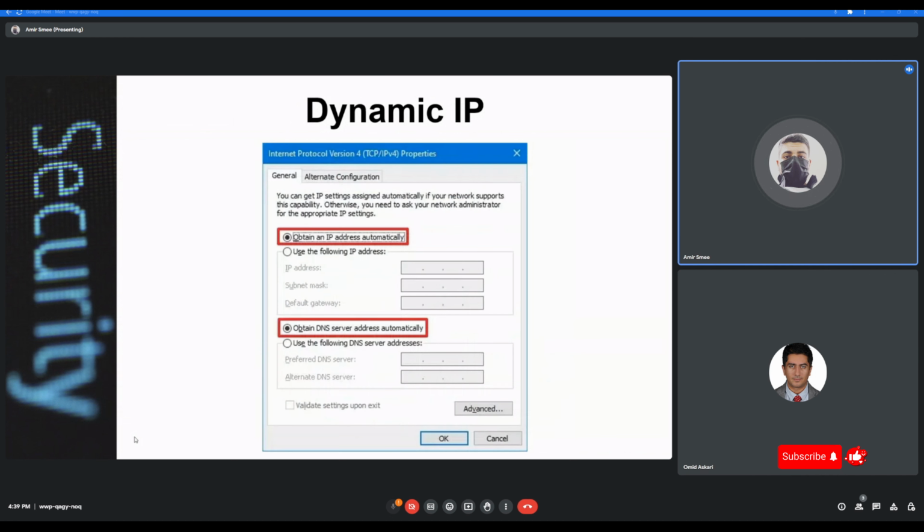To do that, we can follow the same way as setting a static IP, but in the last step, we should click on Obtain an IP address automatically. As I explained before, we also automatically click on the DNS server address to get DNS from our ISP.